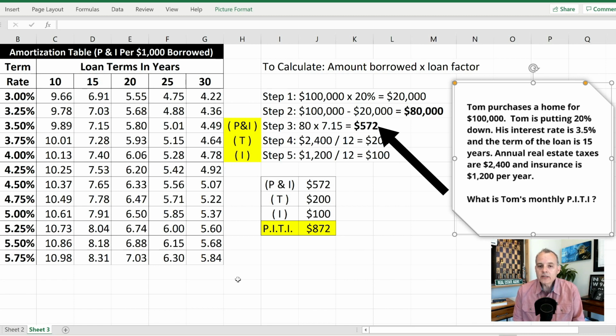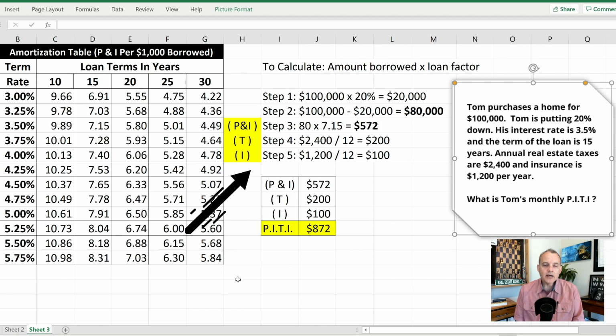So how we figure out the rest is we add two more steps. So step 4, we're going to take $2,400, which represents our annual real estate taxes, and we're going to divide that by 12, which is 12 months out of the year. Because remember, we're trying to calculate our monthly principal, interest, taxes, and insurance payment. So we take $2,400, we divide it by 12 for 12 months. That gives us a monthly total of $200. So that means the bank is going to take $200 of our total monthly payment and put it in that escrow account to pay our annual property taxes that are due.